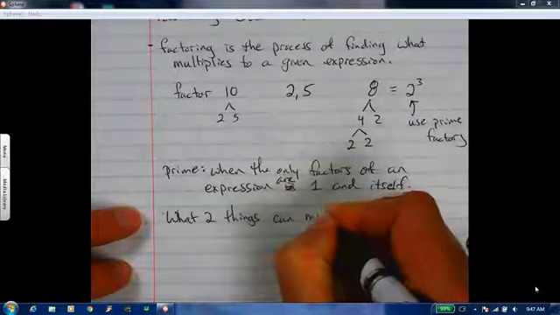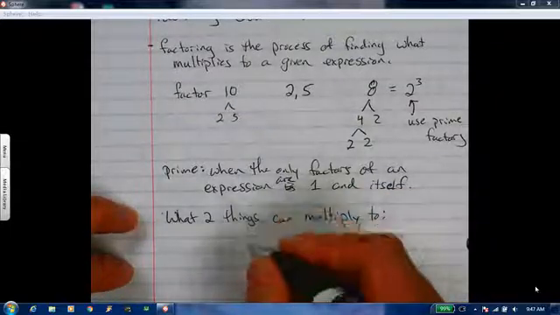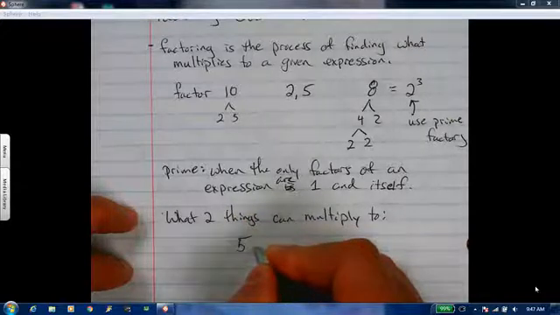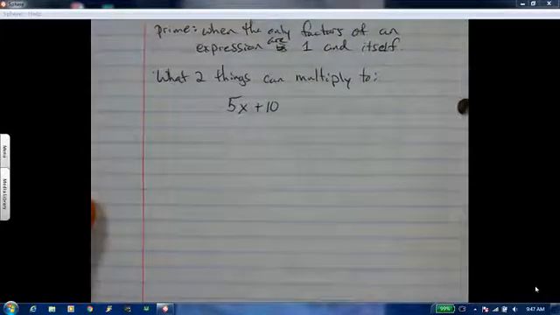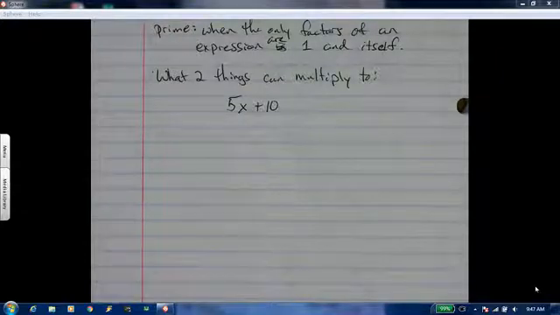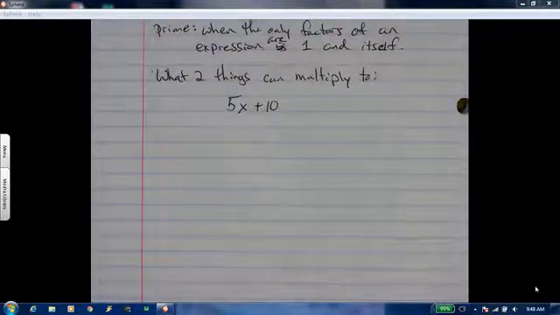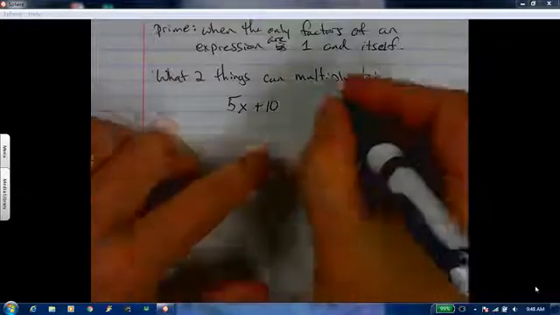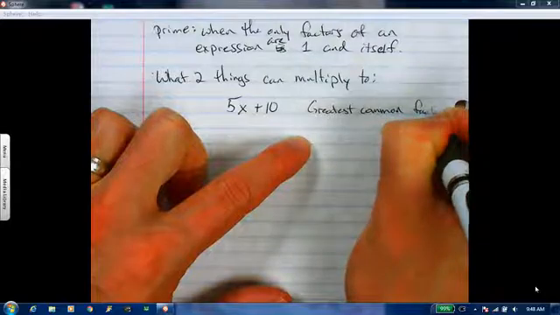So, what two things can multiply to, let's say we have 5x plus 10. So we have an expression. If I'm given 5x plus 10, and I want to write it as something times something else, is there something common between a 5x and a 10? Is there a factor between those two that is the same? 5. Okay. So what we say is the greatest common factor is 5.